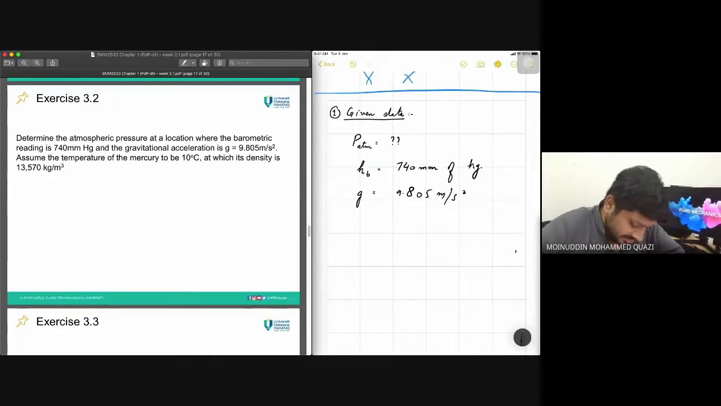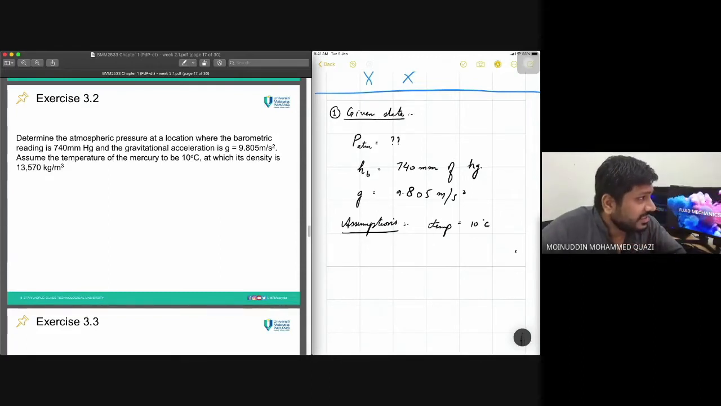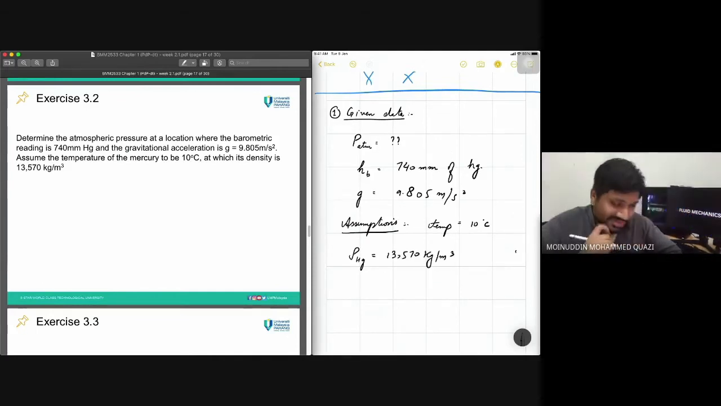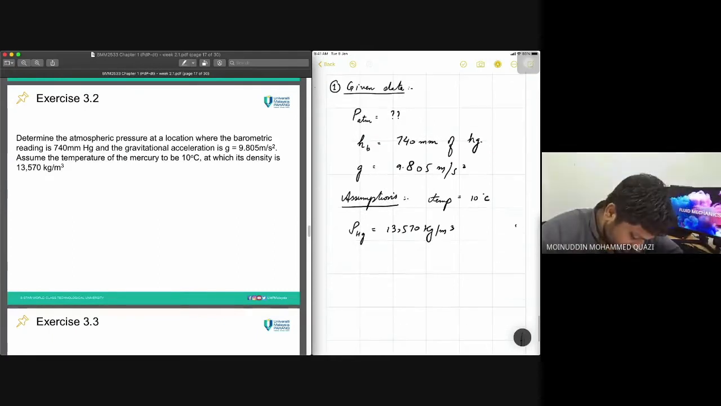Assume the temperature. So assumptions have to be written. Assumptions that we have: temperature is equal to 10 degrees centigrade, and at that temperature the density of mercury, rho of Hg, is equal to 13570 kilogram per meter cube. So this is the given data. Out of 10 marks, I will give you 3 marks for given data. Now you should write the formula, the applied formula.